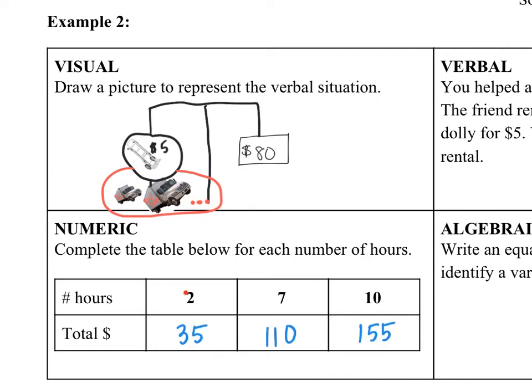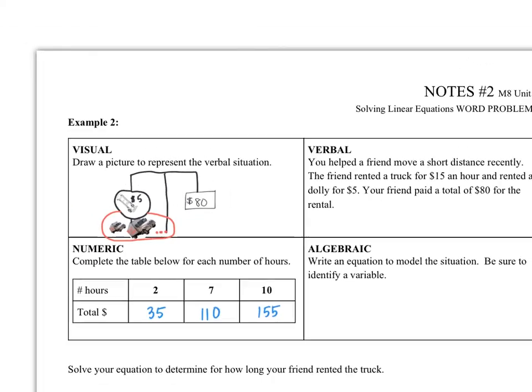So for 2 hours renting the truck, I would do 2 hours at $15 an hour. That would be $30. But then I have to remember to add the dolly. That would be $35. If I had the truck for 7 hours at $15 an hour, 7 times 15 would be 105, and then add the dolly would be 110. And if it were 10 hours at $15 an hour, that would be $150. But don't forget the dolly for $5, which would be a total of $155.